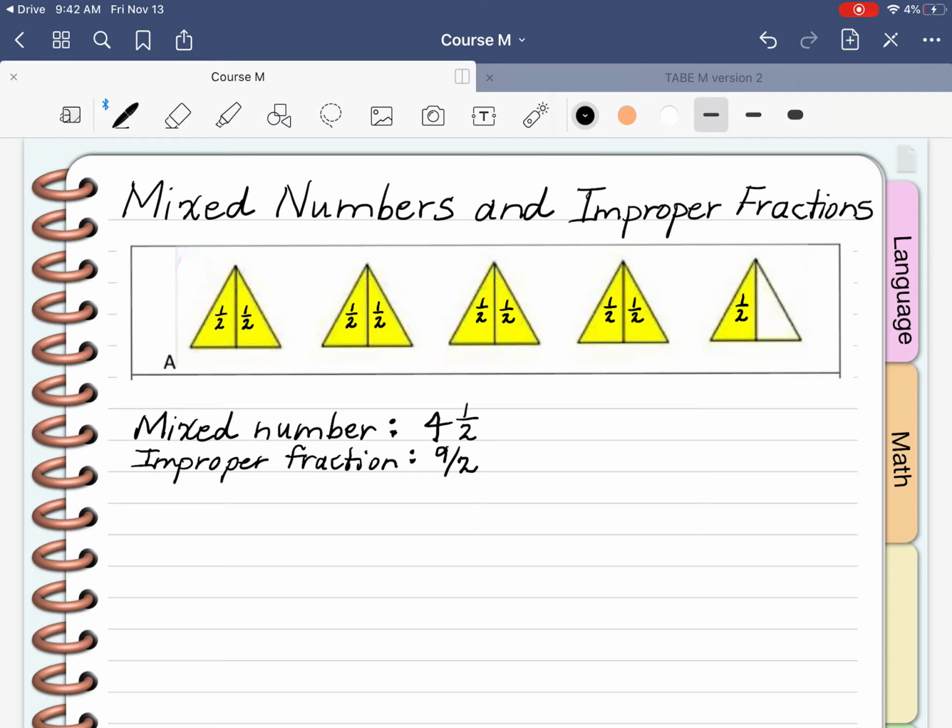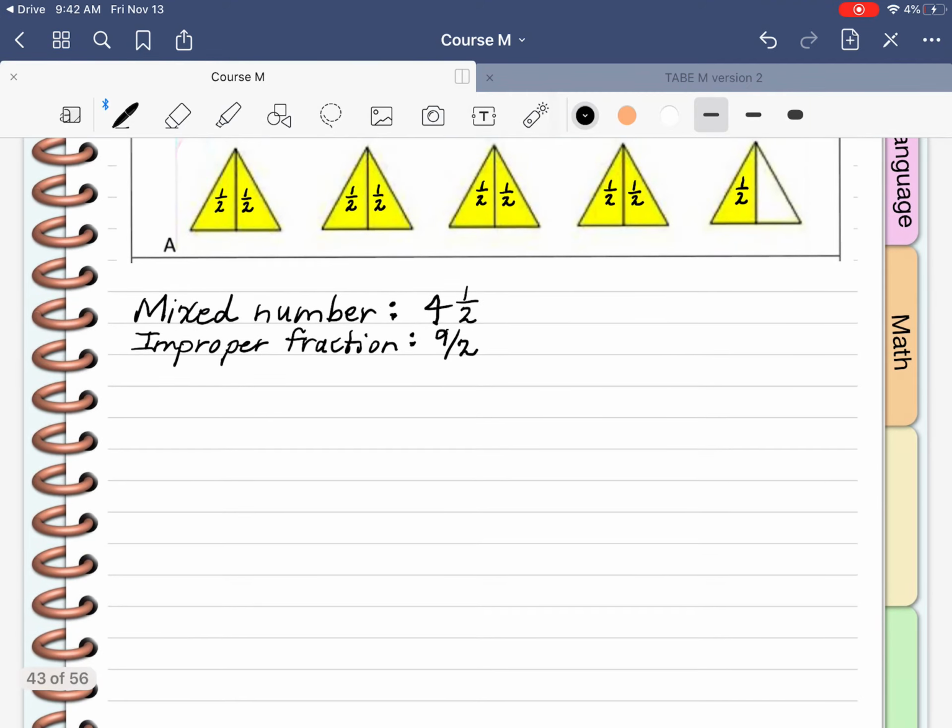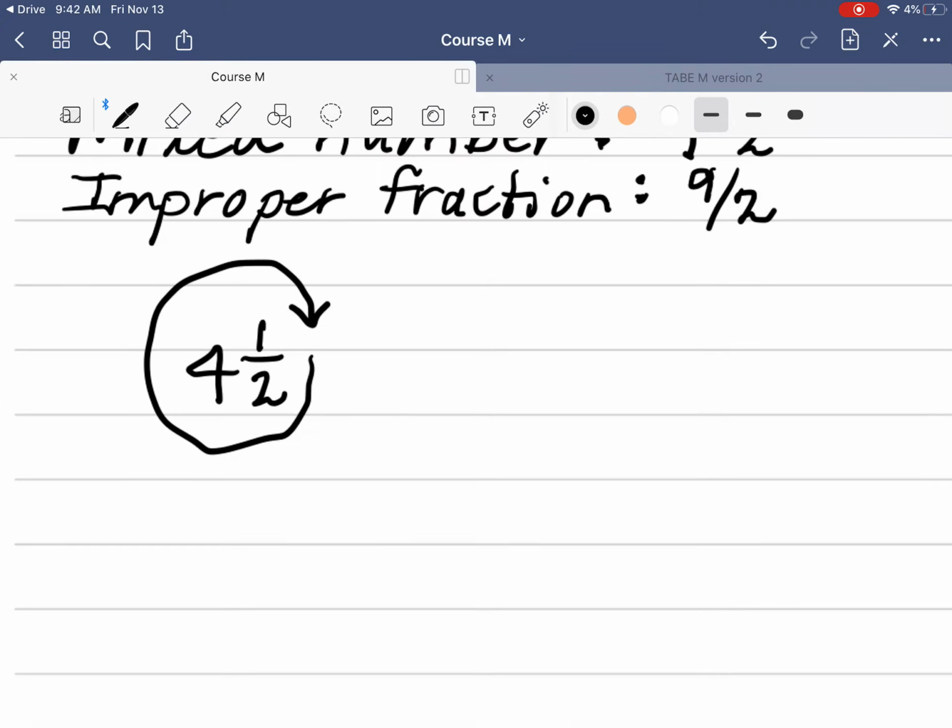But what if the picture's not there? This is where making the mixed number MAD comes in and where QRD comes in. So let's make the mixed number MAD first of all. Let's take the 4 1/2 and let's make it MAD. So if you want to make the circle, that helps.